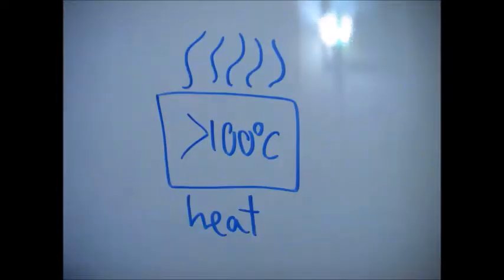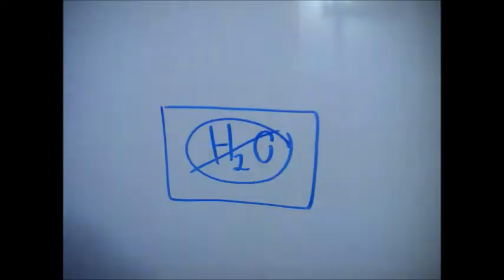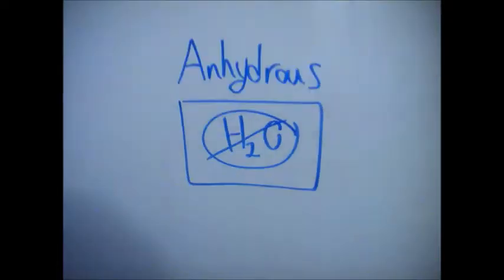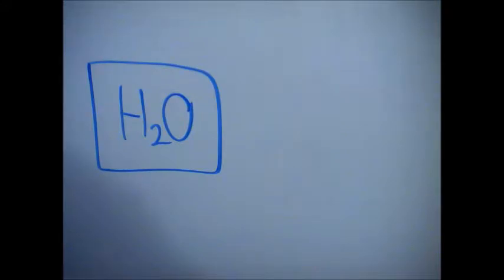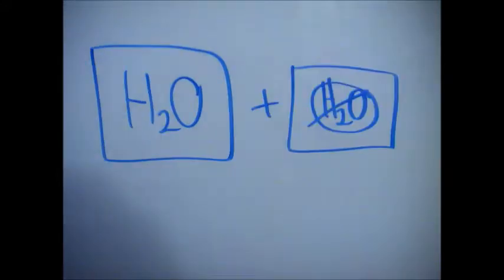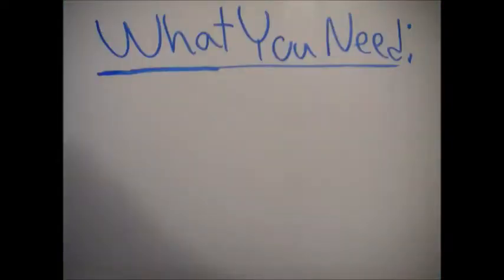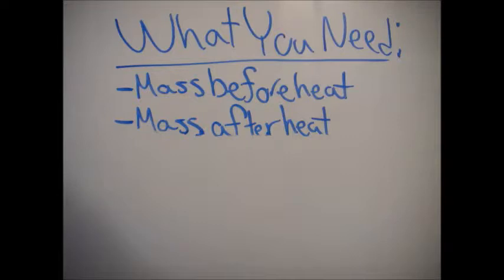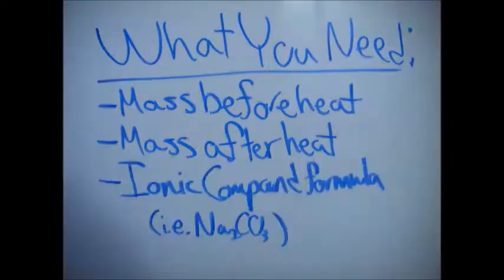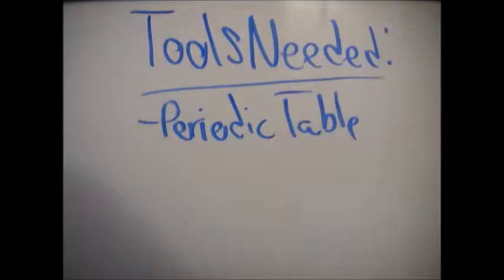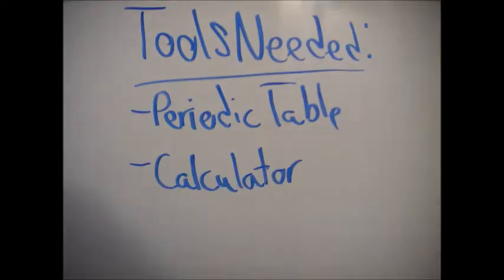Hydrates lose their water at temperatures over 100 degrees Celsius. Once all the water is removed, the ionic solid is anhydrous, or without water. Using the mass of a sample of a hydrate and the same sample after being heated to remove the water, one can determine the hydrate formula. In a standard problem, you will be given the mass of the substance before and after heating, and the formula of the ionic compound. We will need a periodic table and a calculator to solve these problems.